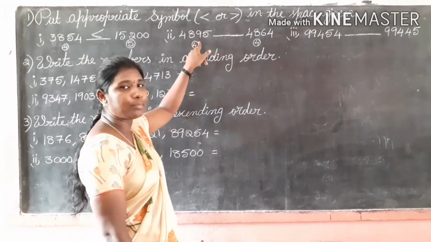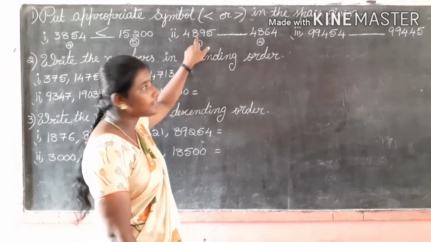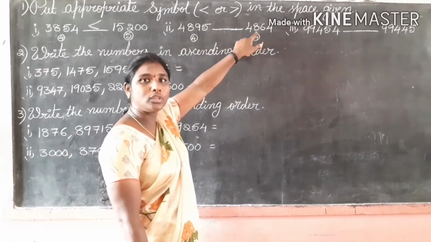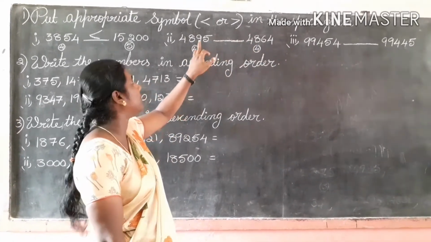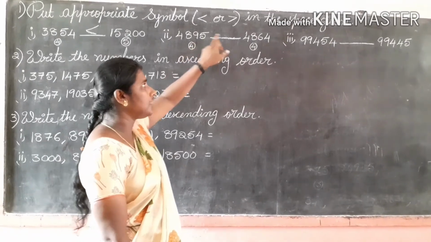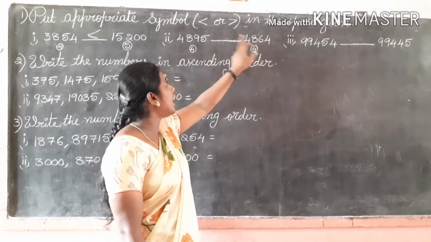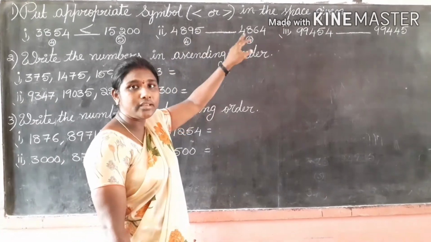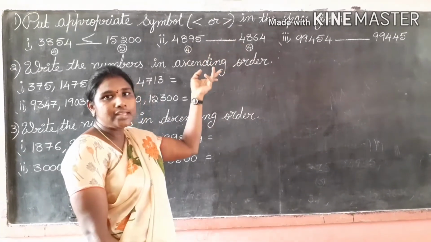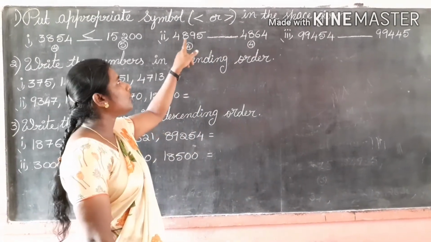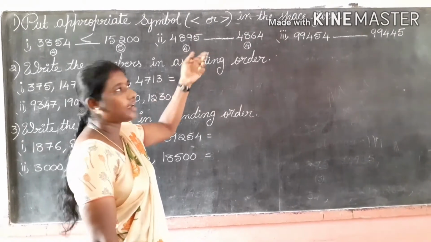Next we have to check the next number, the second number. Here what is the second number? 8. Here also 8 is there. Both are equal. Next we have to check the next number. Here the next number is 9. Here it is 6. Now 9, 6. Here both are different. In these two, which is the big number? 9 is the big number. So 4,895 is the greater.